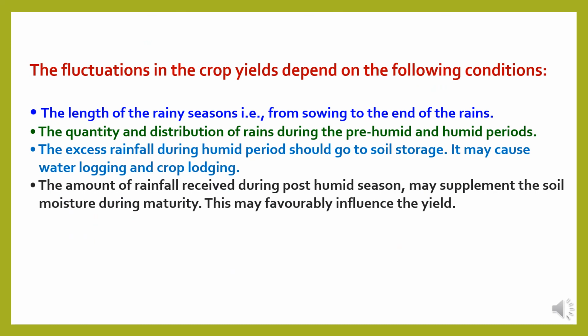The fluctuations in the crop yields depend on various conditions. First one is the length of the rainy season from sowing to the end of the rains. Second, the quantity and distribution of rains during the pre-humid and humid periods. Third, the excess rainfall during humid periods should go to the soil storage, otherwise it may cause waterlogging and crop loss. Then fourth, the amount of rainfall received during post-humid season. It may supplement the soil moisture during maturity. This may favorably influence the yield.